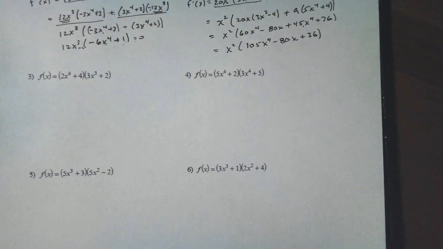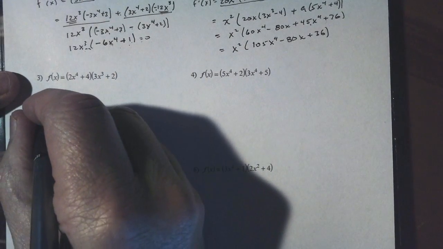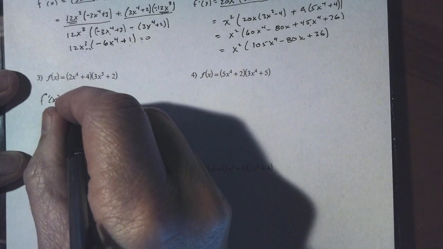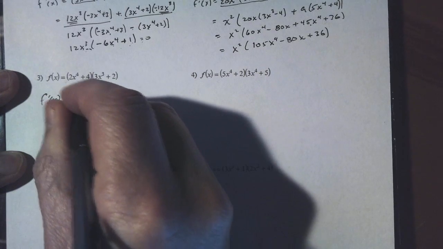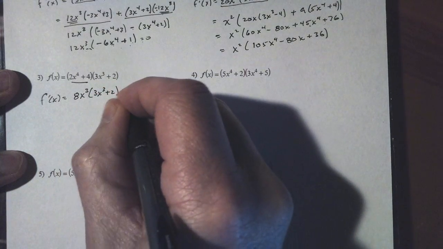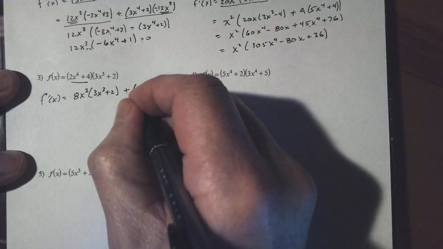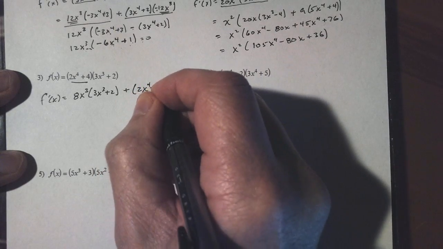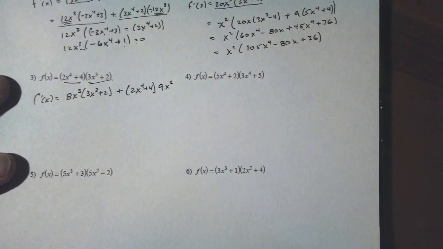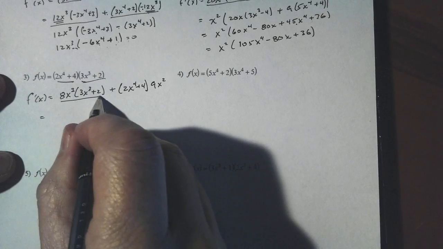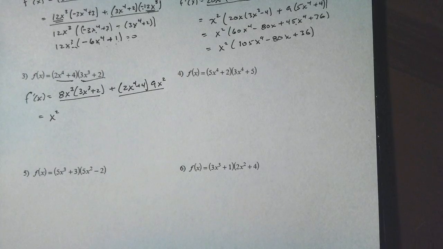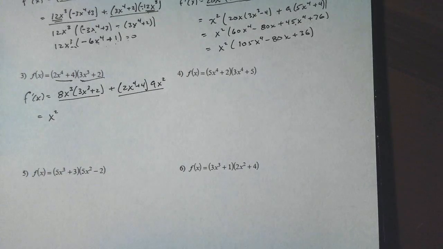Okay, calculus easy, algebra tedious. F prime of x equals derivative of first. That is 8x cubed times plain old second plus plain old first, 2x to the fourth plus 4 times derivative of second, 9x squared. What can we factor out of here and here? Only an x squared. Be a really good time for you to try to wrap this one up and come back and check.